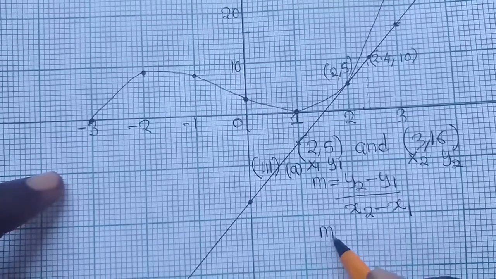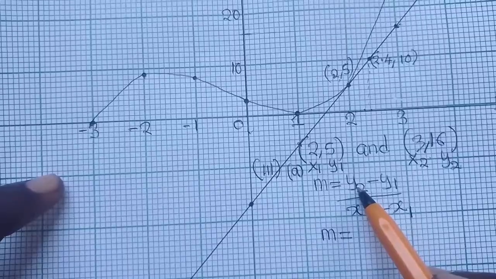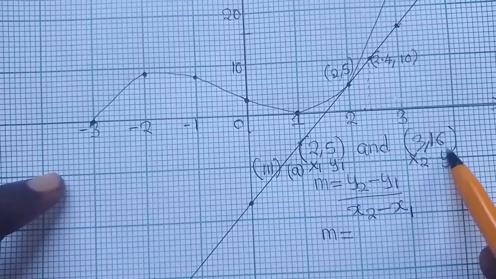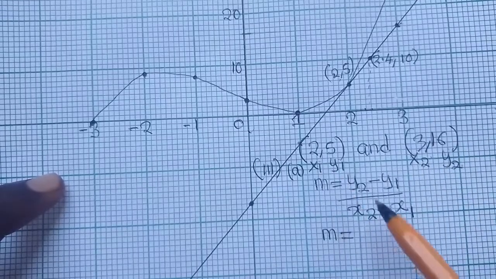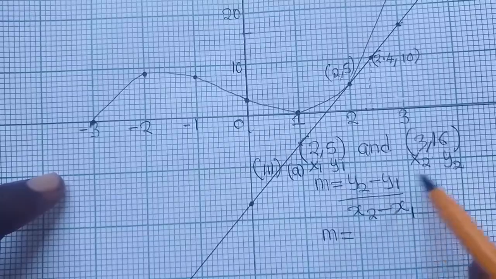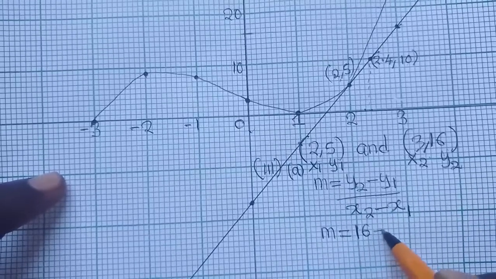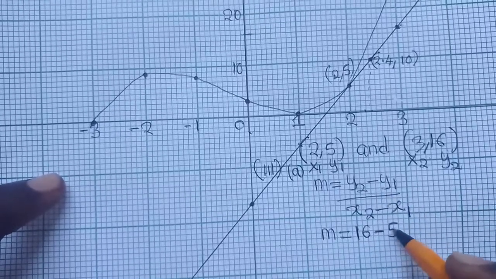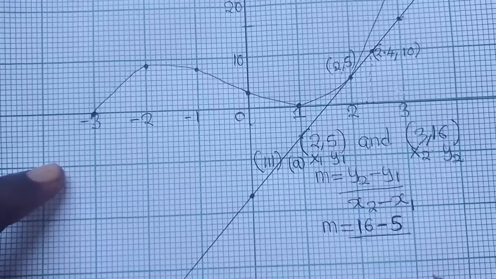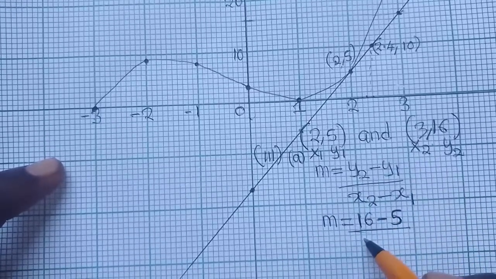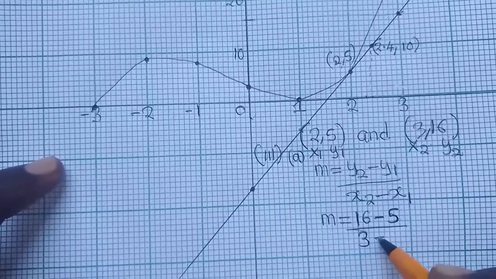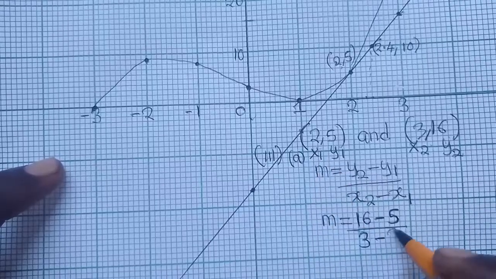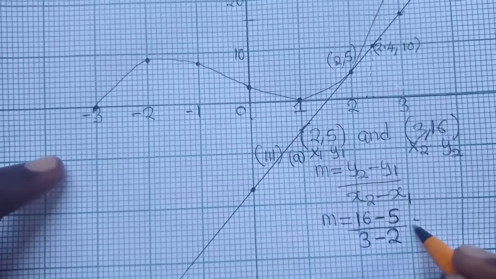Where you say gradient is equal to. So what is your y2? Your y2 is 16. Even if you start with these coordinates and end with these other coordinates, there is no problem. So 16 minus what is your y1? 5. You put 5 there. Over, what is your x2? Your x2 is 3, minus x1, which is 2. I put a 2 there.